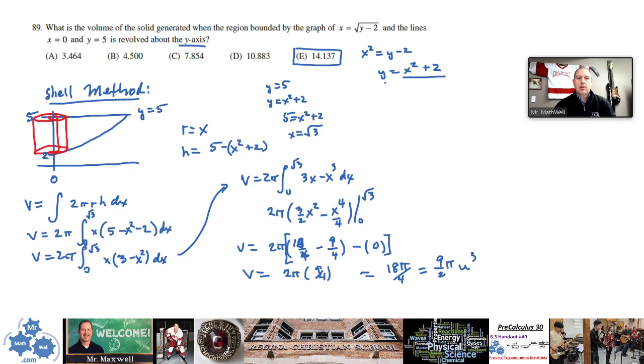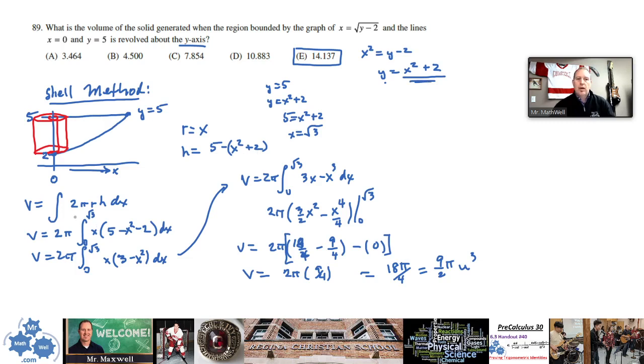So I know that that has a vertex of (0, 2). I know it's a bit of a parabola. It's going to intersect y equals 5 over here. Okay? So I've kind of got this sketched out. You don't have to sketch out the cylinder, but at least I know what I'm looking for. My r is going to be my x values, right? Here's your r values there, your x. The height is going to be 5 minus my function here. 5 minus (x squared plus 2).